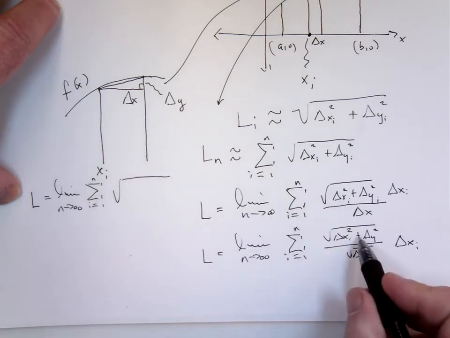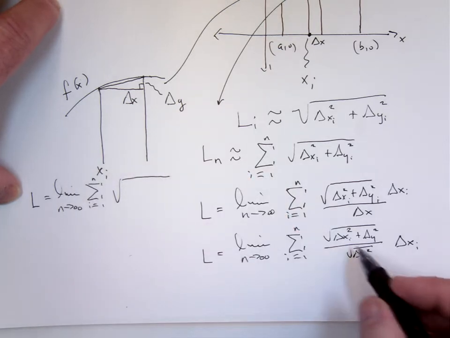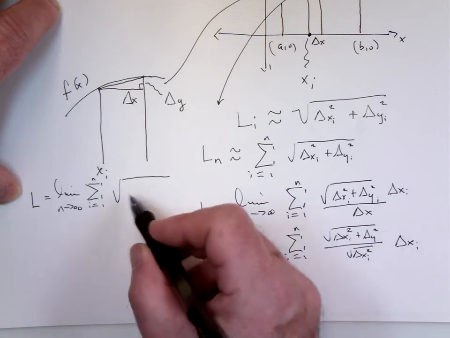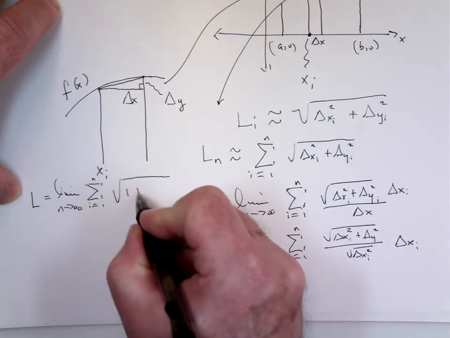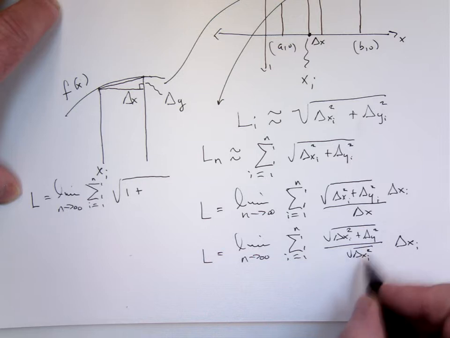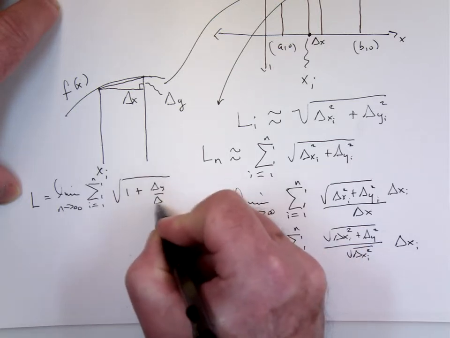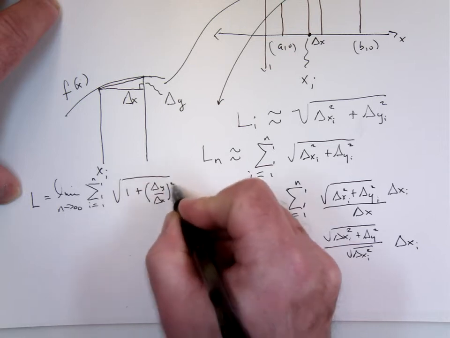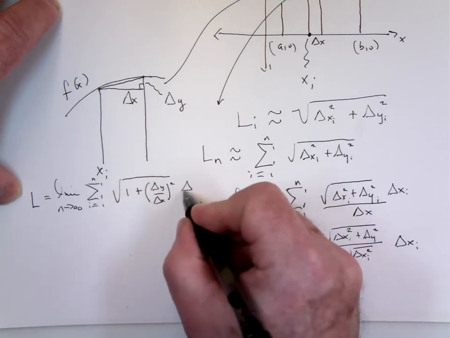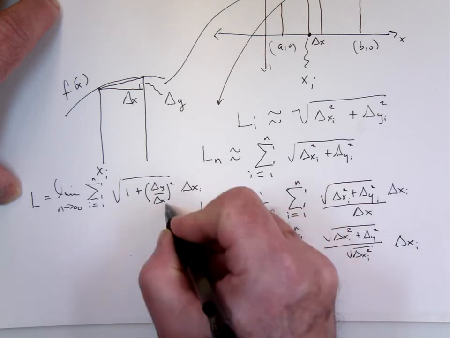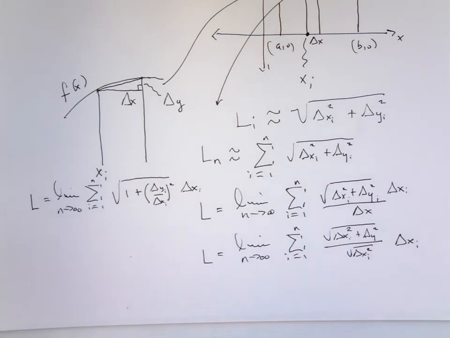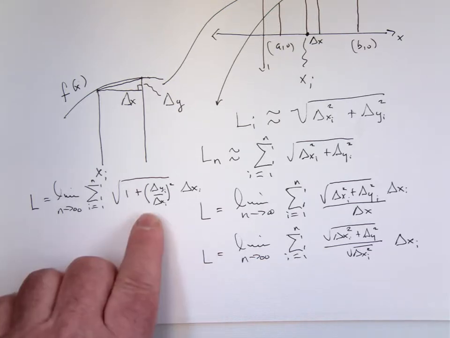I have the quotient of two square roots. That's the square root of their quotient. I can rewrite this as delta x sub i squared over delta x sub i squared inside the square root. That's a 1. I have a delta y squared over delta x squared. I'm going to write it this way, times a delta x. Wow, I'm getting closer. I got a delta x on the outside, at least. But my square root is still messed up.